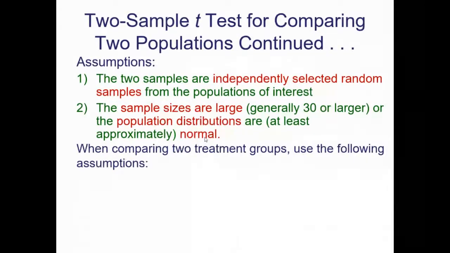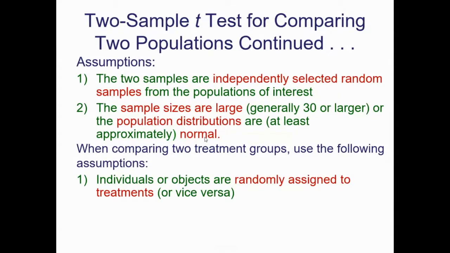Now, let's say we have two treatments that we're comparing. We don't want to compare populations. We want to compare treatments. Then the individuals or objects have to be randomly assigned the treatments. We can't have some systematic, you know, every other person gets this treatment. It's got to be random. Or we do it vice versa. We randomly assign the treatments to the person.